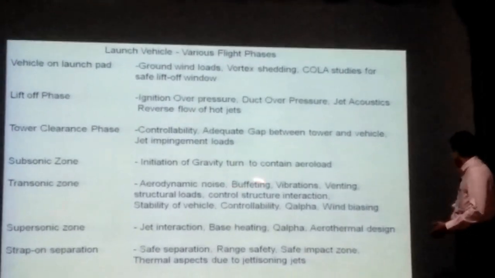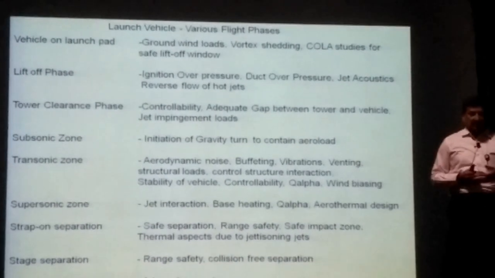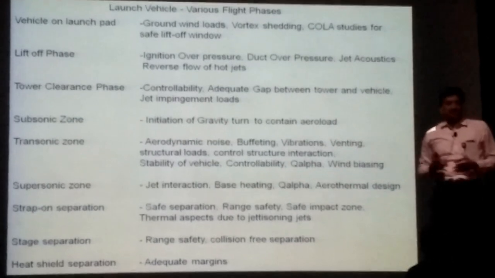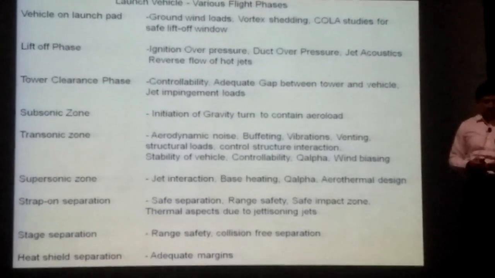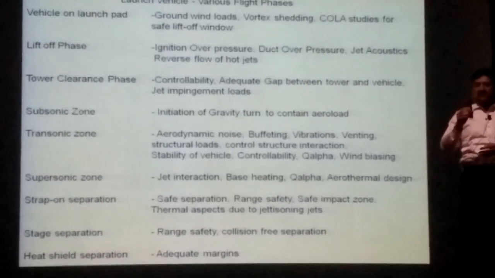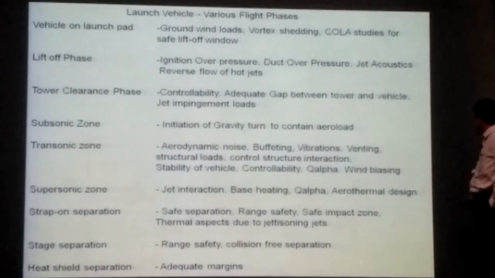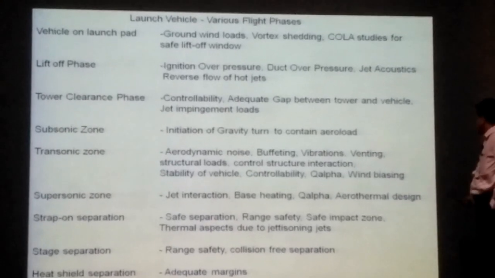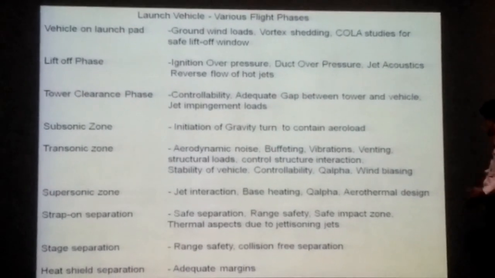And then as it goes, you also need to vent out the gases that are inside, because you have trapped gases inside the compartments, which is on the order of 1 atmosphere. And as you go up, the outside atmosphere pressure is less, and so it will exert load on the structures. And then you also have the control structure interactions, because you have the control forces too. As the vehicle itself is not aerodynamically stable, you always have to have control, and controllability, and then you also have the loads, and then you always align with the wind so that you reduce the loads when it is going through the atmospheric phase. And then coming to the supersonic zone, we also have the jet interaction, which I will cover.